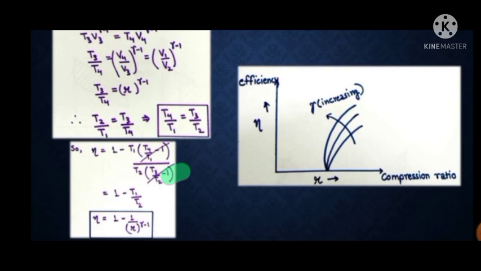We are cancelling this, and the final equation becomes efficiency is equal to 1 minus T1 by T2, and efficiency is also 1 minus 1 upon r raised to power gamma minus 1. This is the final formula for the efficiency of the Otto cycle. Keep this formula in mind, because maximum numericals will be on the Otto cycle in GATE as well as engineering services examinations. So efficiency of the Otto cycle is 1 minus 1 upon r raised to power gamma minus 1. r is the compression ratio.